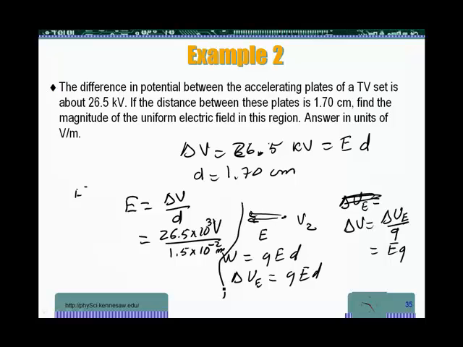Okay, so here 26.5 divided by 1.5, it's 17.7 times 10 to the 5 volts per meter. That's my electrical field.